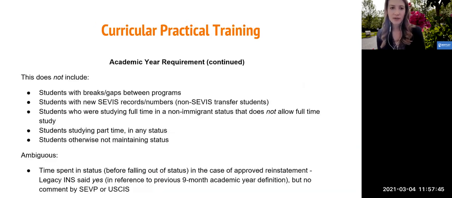So moving forward, very briefly, it doesn't include students with gaps between programs or who were studying unauthorized, part-time in any status. Reinstatements are somewhat ambiguous, but in most interpretations, reinstatements are considered restoration of status, and therefore an approved reinstatement would mean that their eligibility for these benefits is not affected.